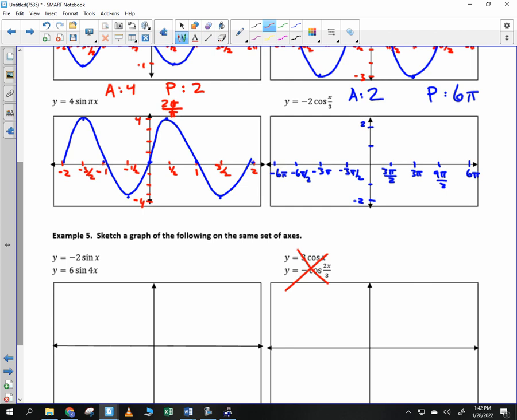Where do we start? Bottom. Cosine starts at the max or the min. In this case, because it's negative, we start at the minimum. I have nowhere to go but up.